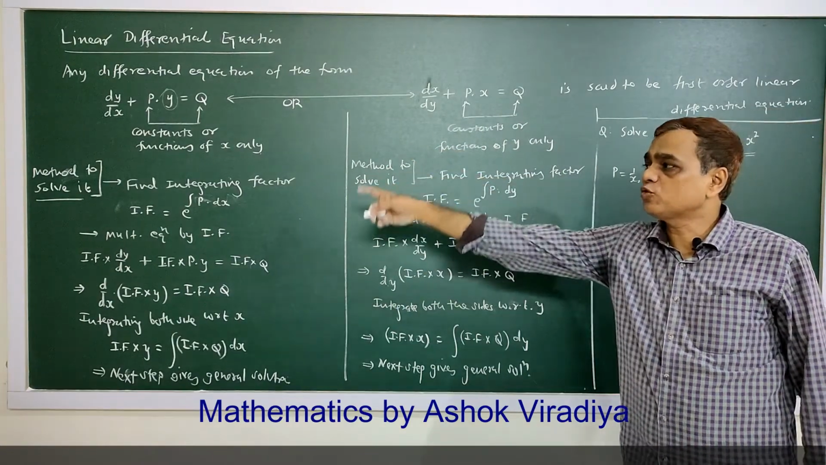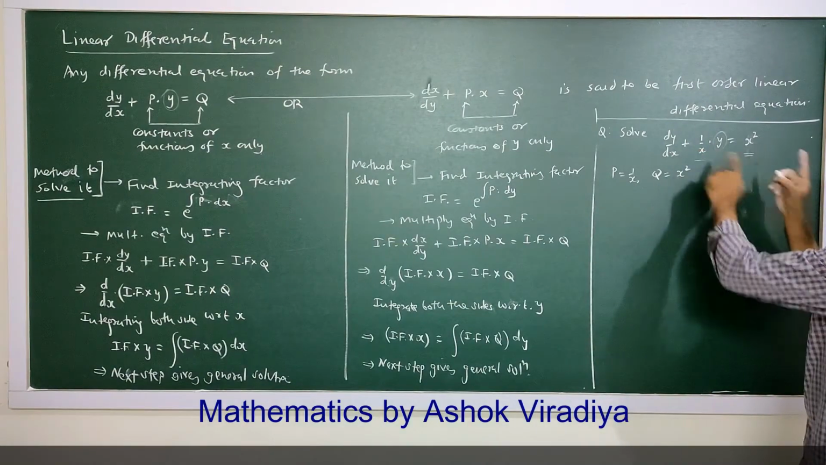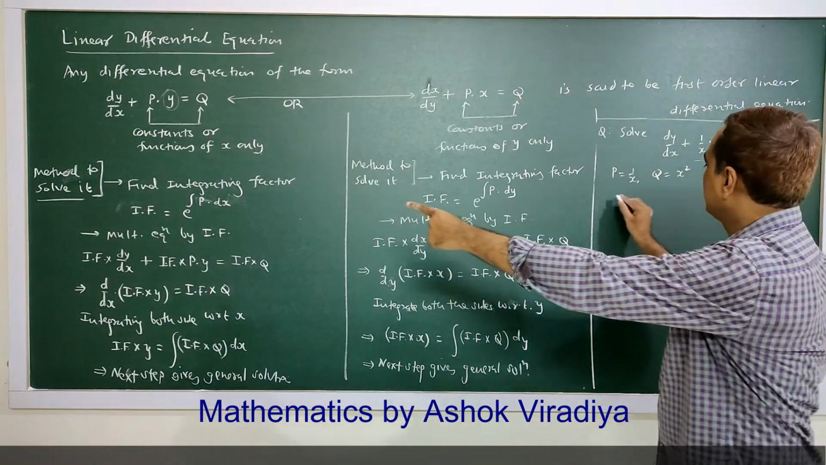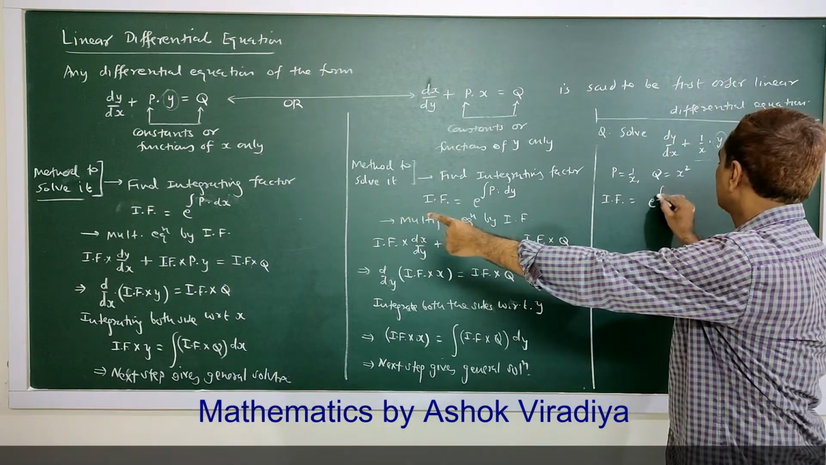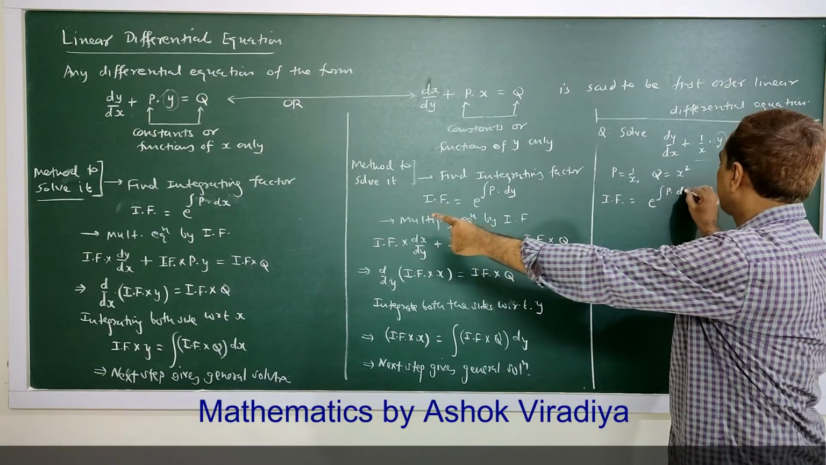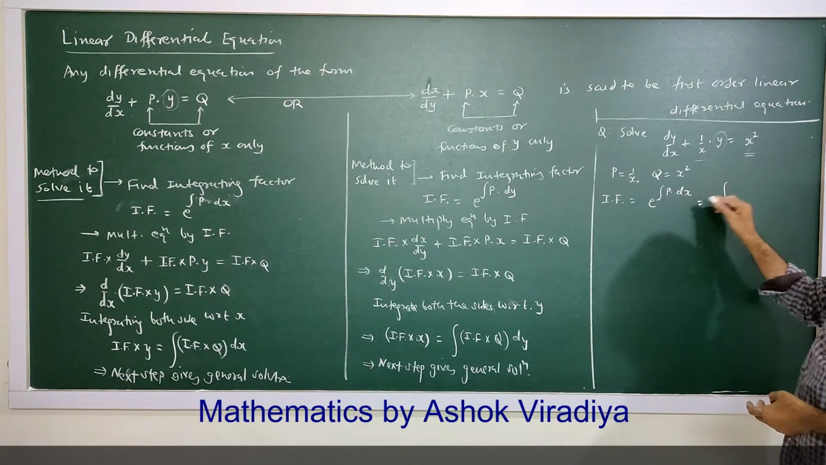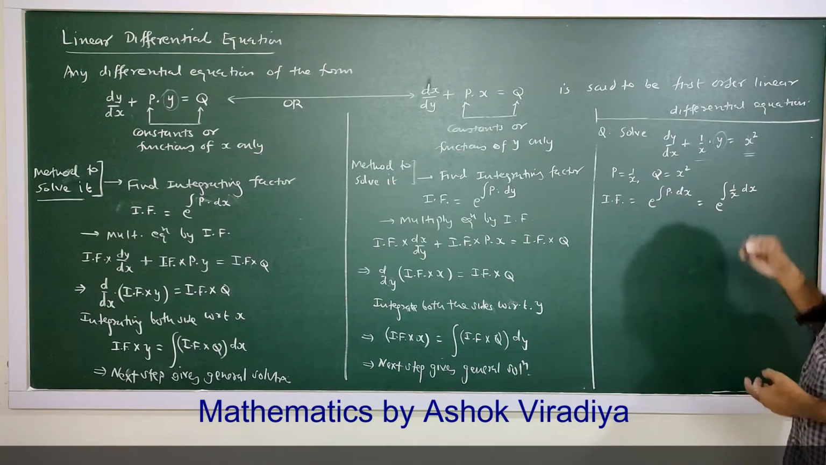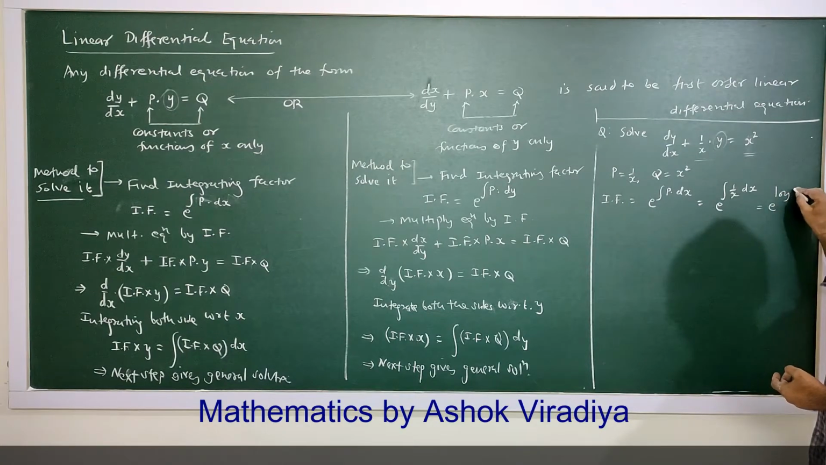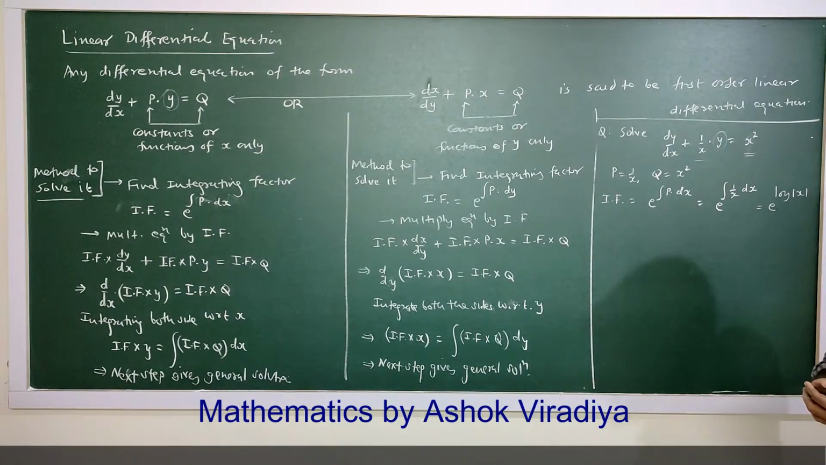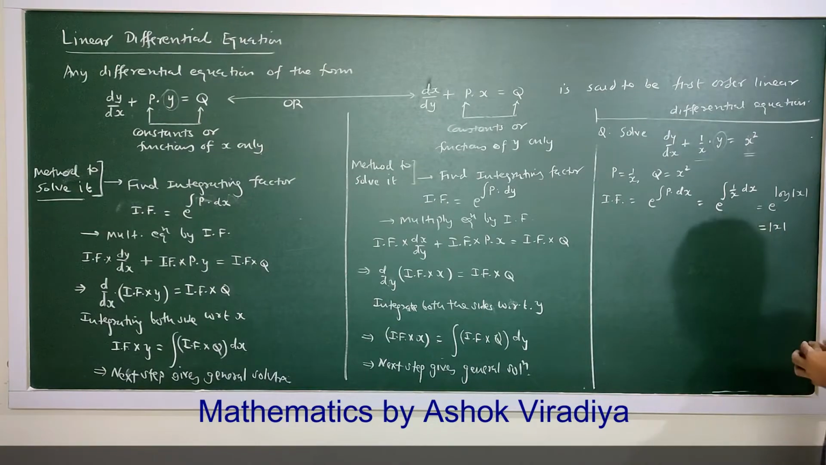So we are applying this procedure. To apply this procedure, p and q are required. So this is p, this is q. Now first step is the integrating factor. Integrating factor is e raised to integral of p with respect to x. So integral of p is 1 upon x, so it is e raised to log mod x, and e raised to log mod x is modulus x.